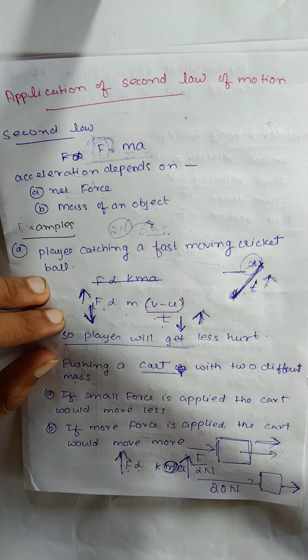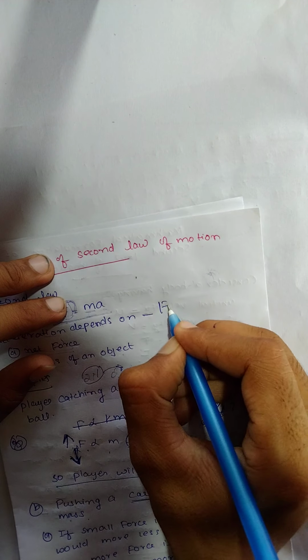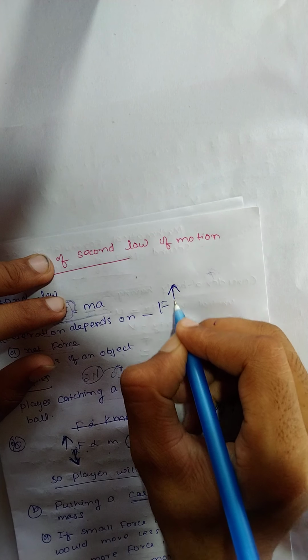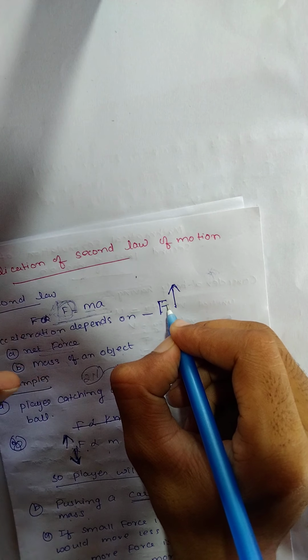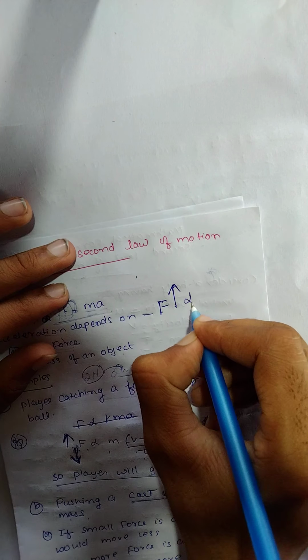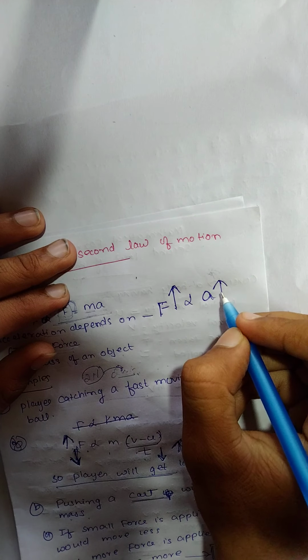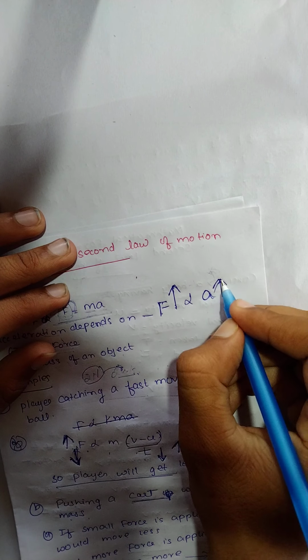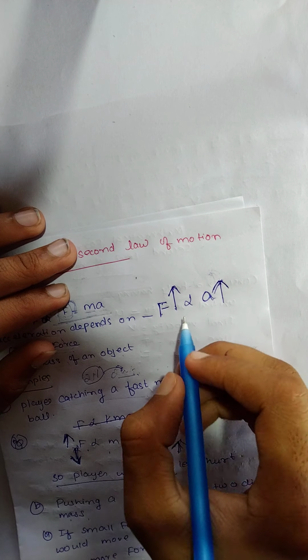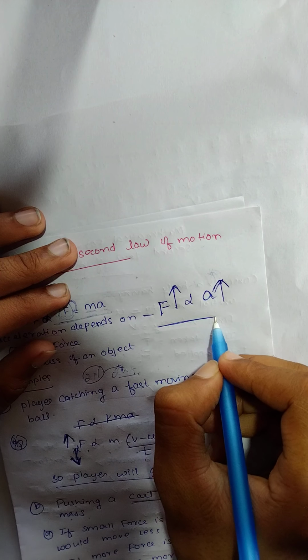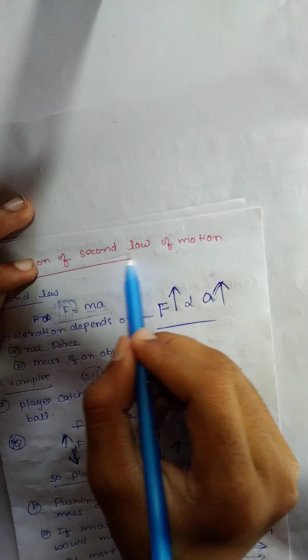And we have seen riding a bicycle. We do the pedaling. In pedaling, our force is used. So in pedaling, if we increase our force, then the pedaling increases, and when pedaling increases, the acceleration also increases. That is, the cycle starts moving fast. So these are some examples of application of the second law of motion.